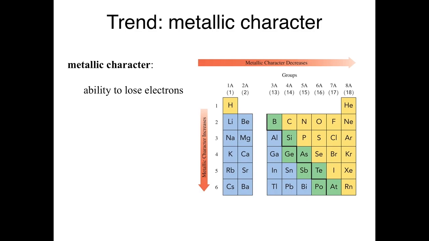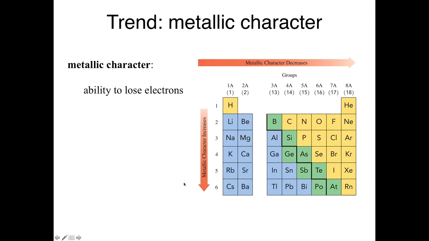Now another trend related to ionization energy is called metallic character. Metallic character is basically the ability to lose electrons. It turns out metals love to lose electrons. So the more you are able to lose an electron, the more metallic you are. So think about the trends we just talked about, ionization energy. If you have a low ionization energy, you have a better ability to lose that electron, right? So this trend is opposite that of ionization energy.